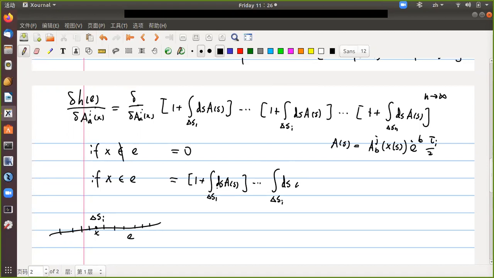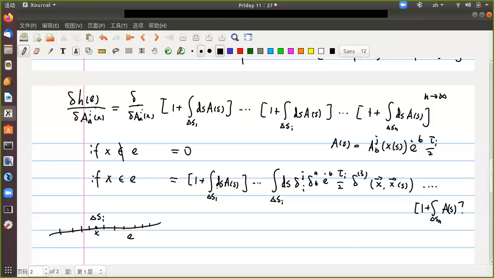Yes, delta I, delta AB, E dot Y half, and then you have a 3-dimensional delta function of X. Okay, and also the other factors follow in the following. In the end, you have 1 plus delta Sn.